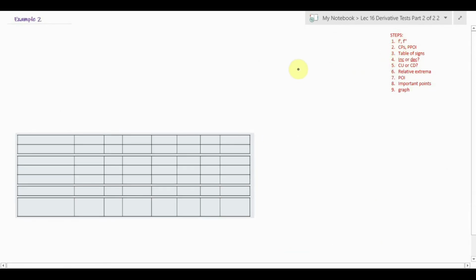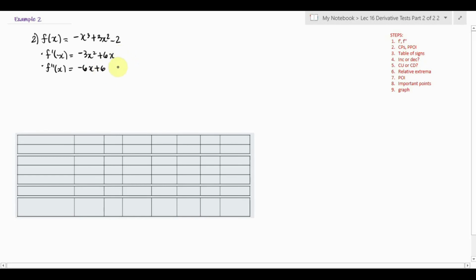Now, let us move on to number 2. We have this new curve, negative x cubed plus 3x squared minus 2. Okay? First step, get f prime. That will just be negative 3x squared plus 6x. Okay. And f double prime is negative 6x plus 6. Right?